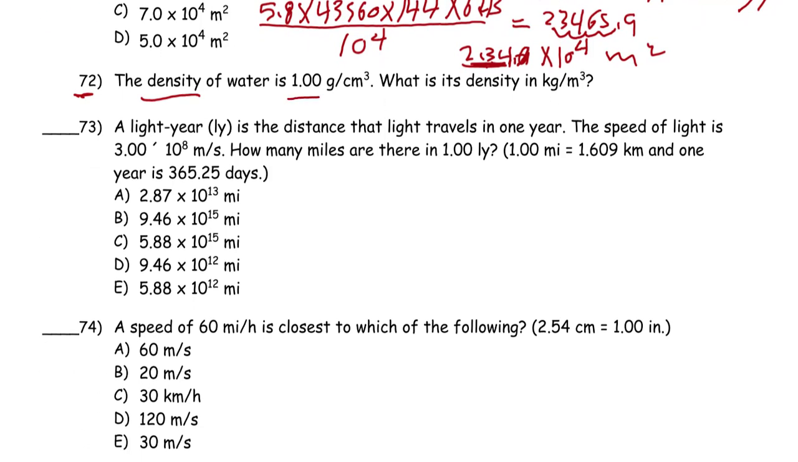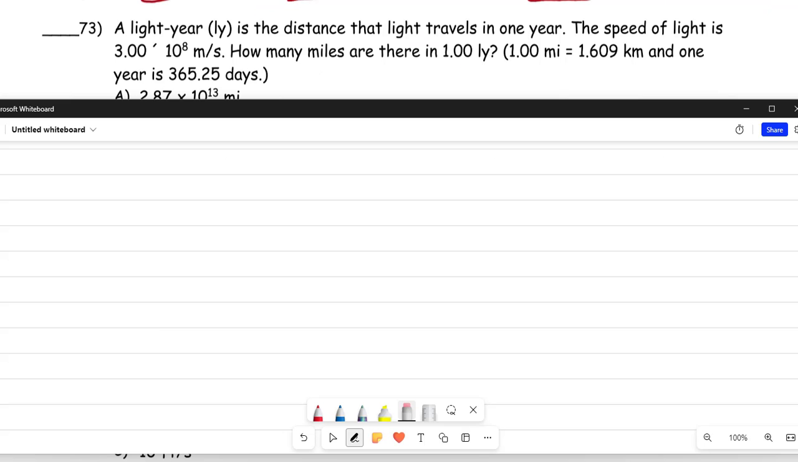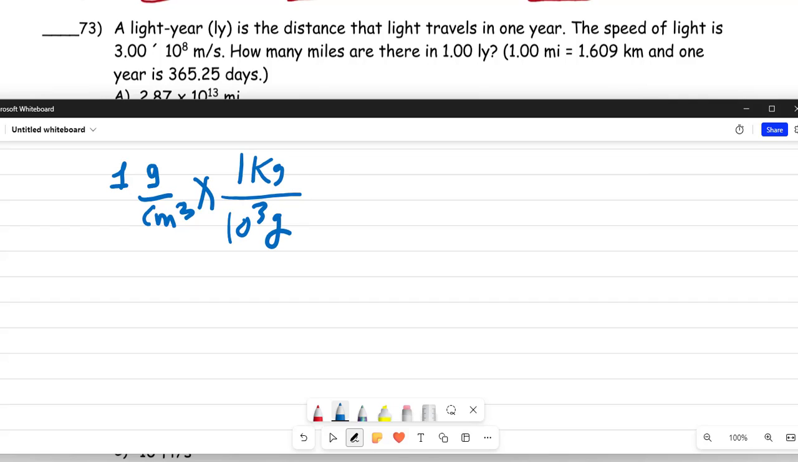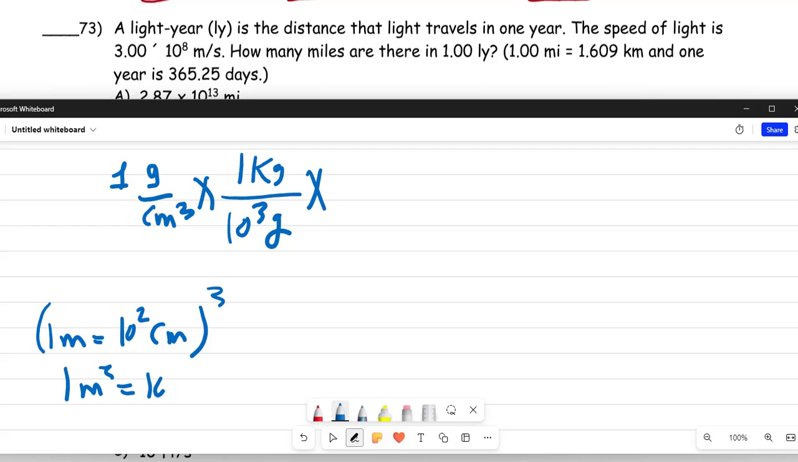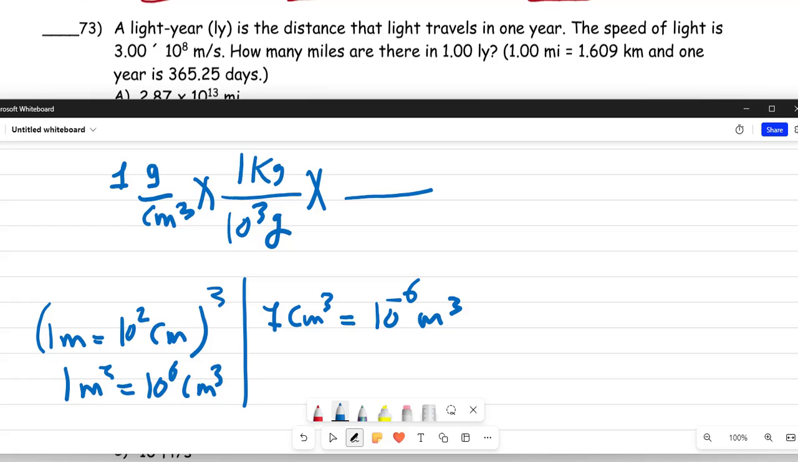72. The density of water is 1 gram per cubic centimeter. What is its density in kilograms per cubic meter? It is so easy. 1 gram per cubic centimeter. You know well that 1 kilogram equals 10 to the power 3 grams. You know that 1 meter equals 10 to the power 2 centimeters. So make it cubic: 1 cubic meter equals 10 to the power 6 cubic centimeters, or 1 cubic centimeter equals 10 to the power negative 6 cubic meters. So we need to put here 1 cubic meter equals 10 to the power 6 cubic centimeters. So we don't need this. This is enough, right?